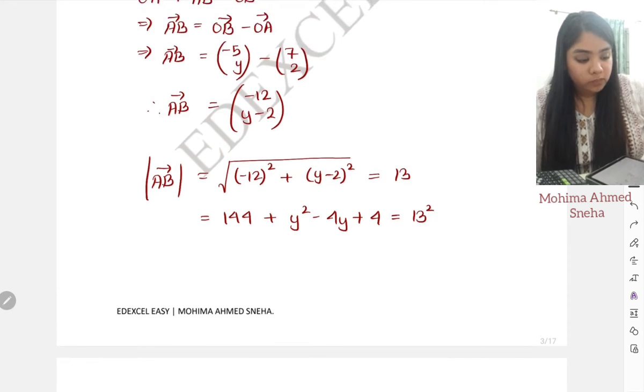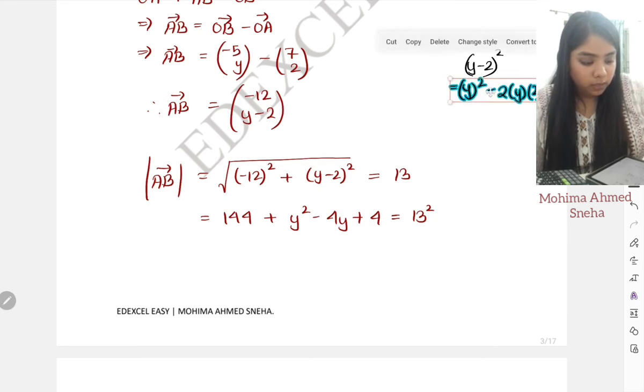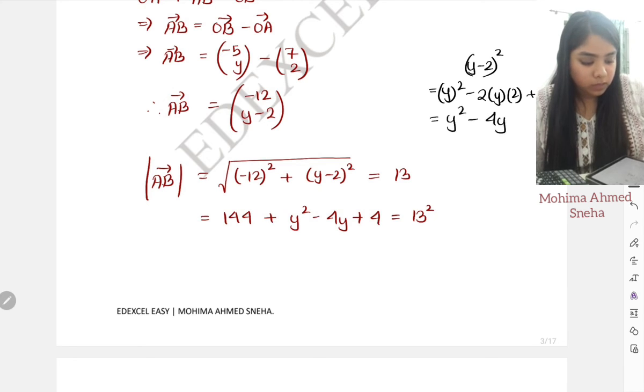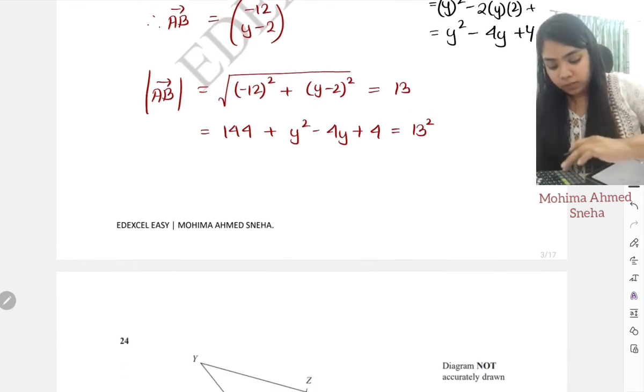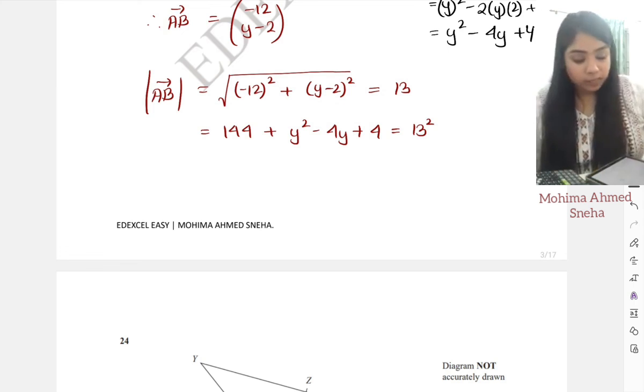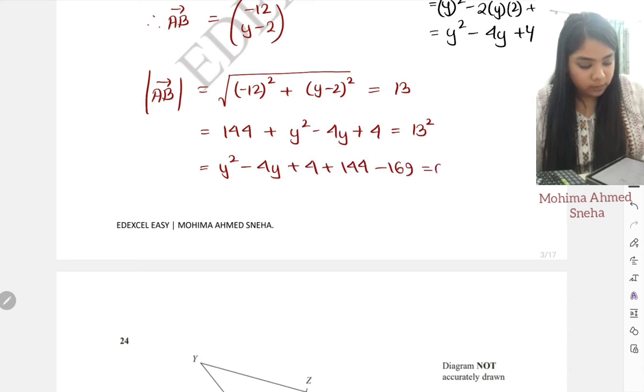I'll just do this as rough work over here. y minus 2 whole square, which is y square minus 2 times y times 2, plus 2 whole square, which is basically y square minus 4y plus 4. Now in this case, 13 square is 169. So you have y square minus 4y plus 4 plus 144 minus 169 equals 0.